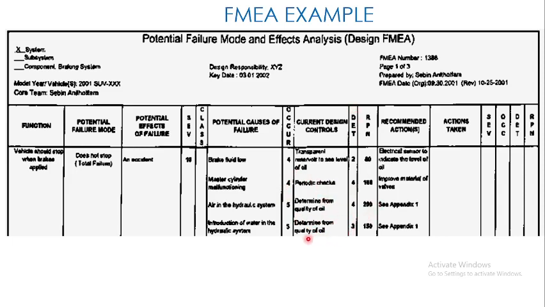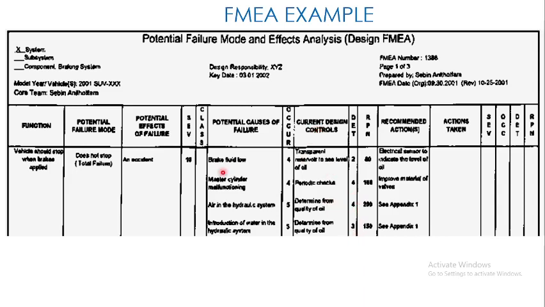Determine from the quality of oil. Again, this is what it is, for the introduction of water in the hydraulic system. So for these current design controls, you can see the ability to detect them in your system is very low. It's 2, 4, 4, 3.